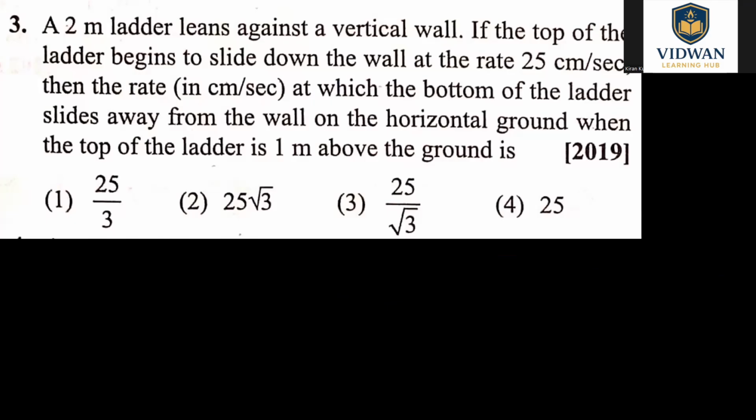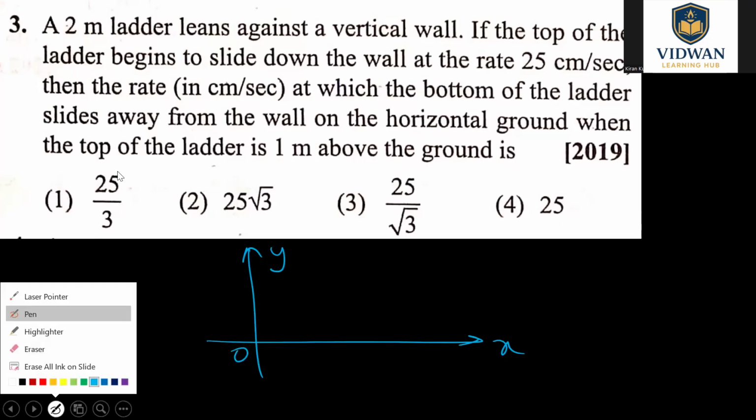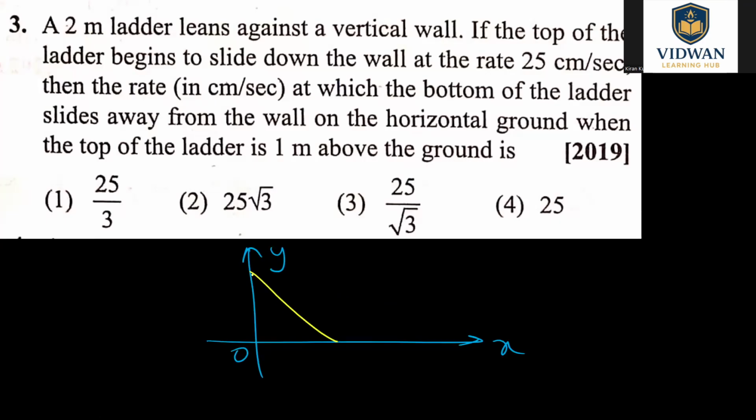A 2-meter ladder leans against a vertical wall. If the top of the ladder begins to slide down the wall at the rate of 25 cm per second, find the rate at which the bottom of the ladder slides away from the wall on the horizontal ground when the top of the ladder is 1 meter above the ground. So this is quite simple. There is a ladder which is held against the wall. So you can just show it here. Say this is the ladder.